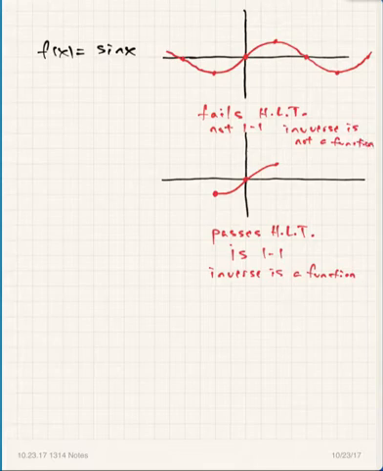So I do want you to kind of understand this restriction process a little bit. And then I want you to understand what a one-to-one function is: a one-to-one function is one that passes the horizontal line test. Those are important ideas, I think.